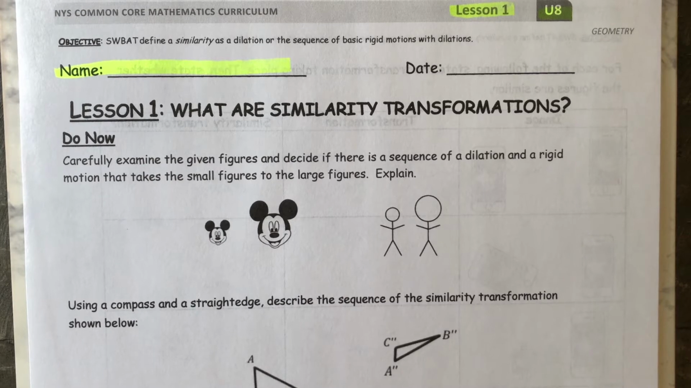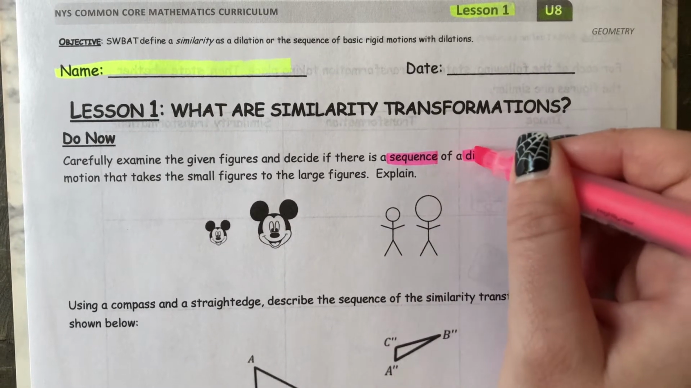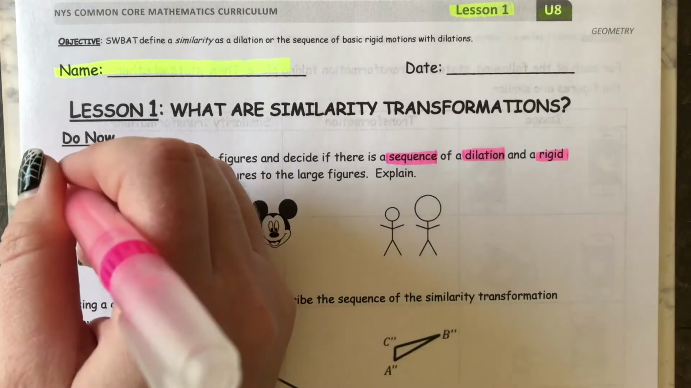It says, carefully examine the given figures and decide if there's a sequence of a dilation and a rigid motion that takes the small figure to the large figure. And then we have to explain. So I'm just going to go through and highlight what's important. Sequence is a key vocabulary word. So is dilation, rigid motion.